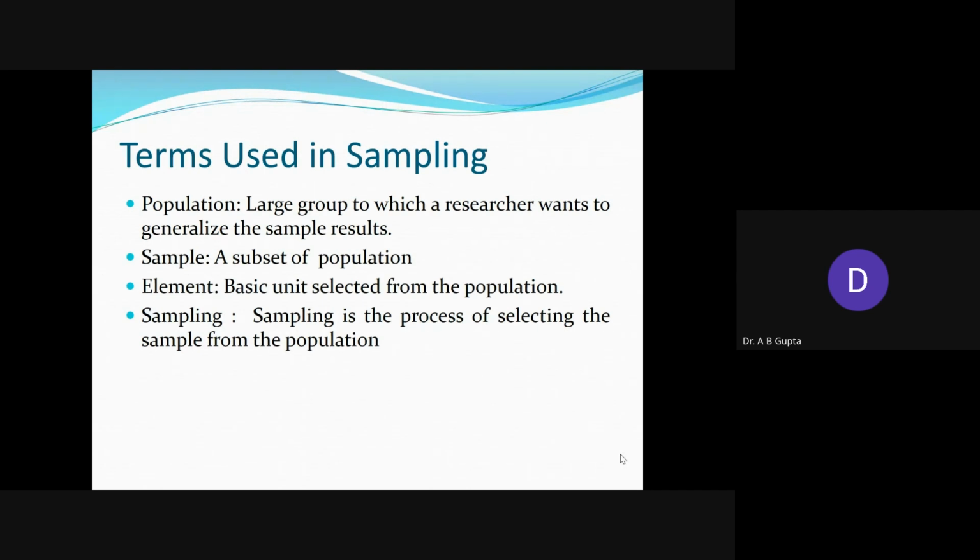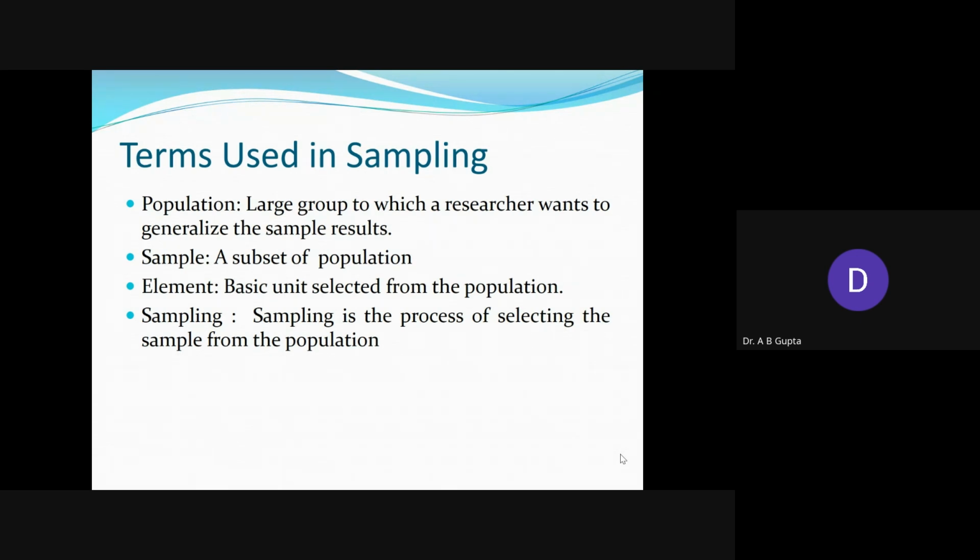Now, population, for example, I said 10,000 students in a population. Out of 10,000, you are selecting only 500 students. So there is one thing called element. Basic unit selected from the population, that is an element. Say, for example, population is 10,000 students. So each student is an element. If the population is 500 colleges, then each college is an element. Is it clear? Population, sample, and element.